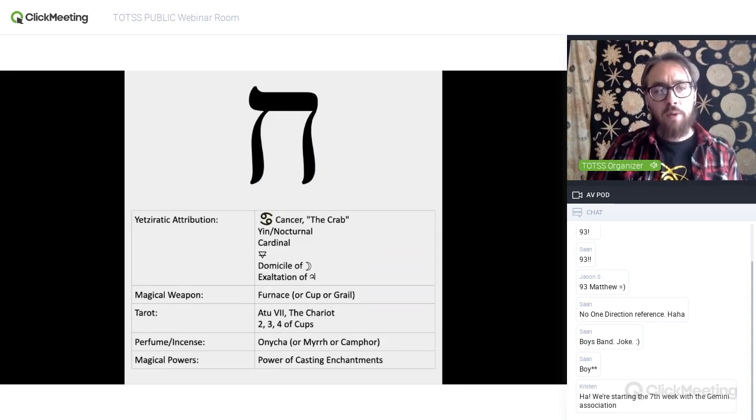Again, with these magical powers, sometimes the magical powers are more like practical correspondences, and sometimes they're more like mythical or symbolic. So I think this is more of a mythical or symbolic one rather than a power that magicians would be actually cultivating.